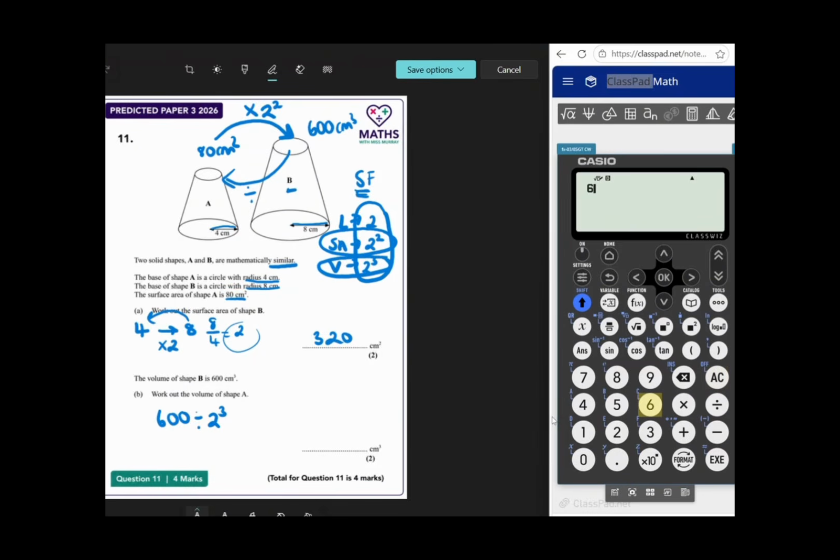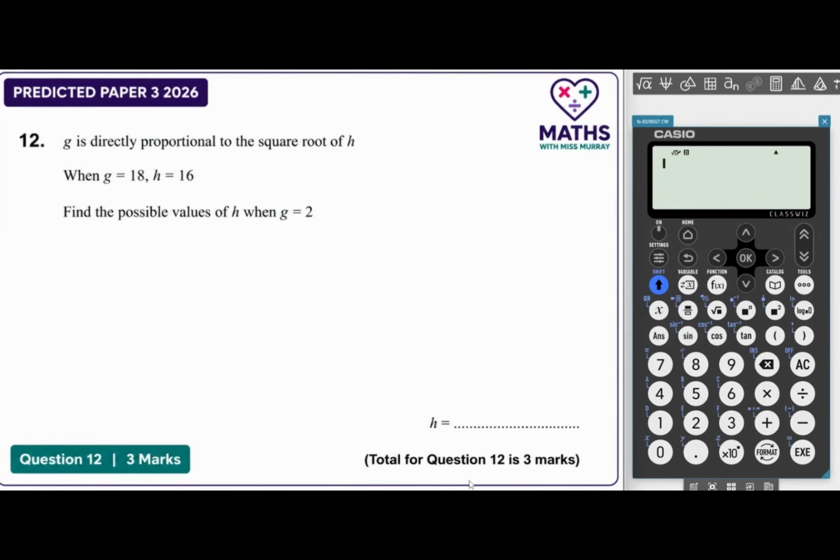So I'm going to do that on my calculator. 600 divided by 2 cubed, and I'm going to use this button here that allows me to put any power in, and then I'm going to press enter, and that is 75. So a mark for the calculation and 2 marks if the answer is correct, even without your working, but it's always worth showing your working out, especially on a calculator paper, because nobody can see what you've typed in. So that's 2 marks each for A and B, and that is a total of 4 marks for question 11. Question 12, we have a direct proportion question.